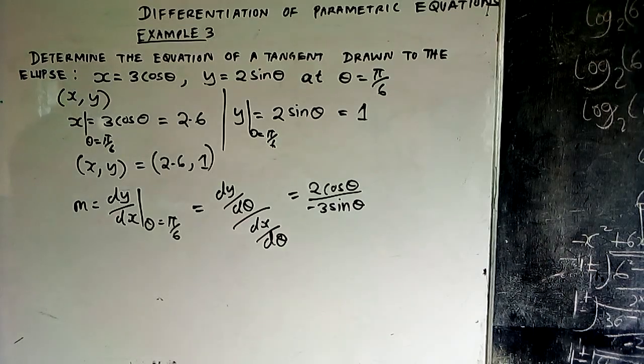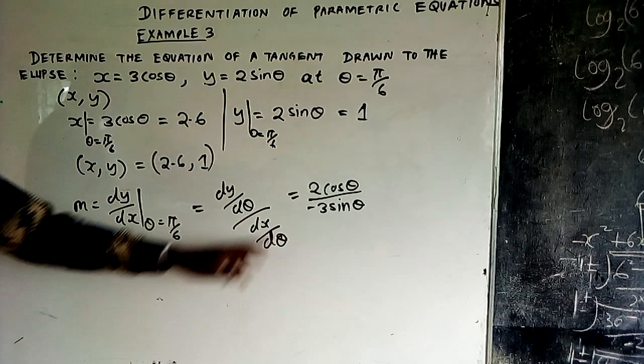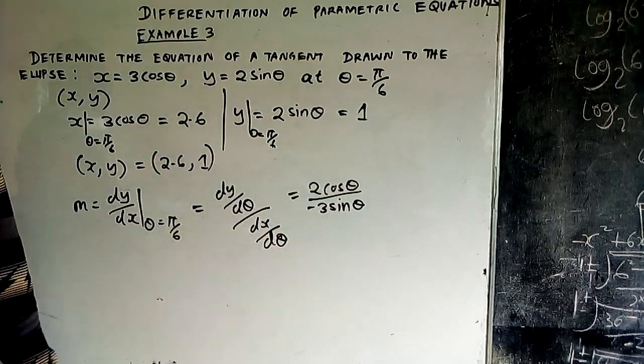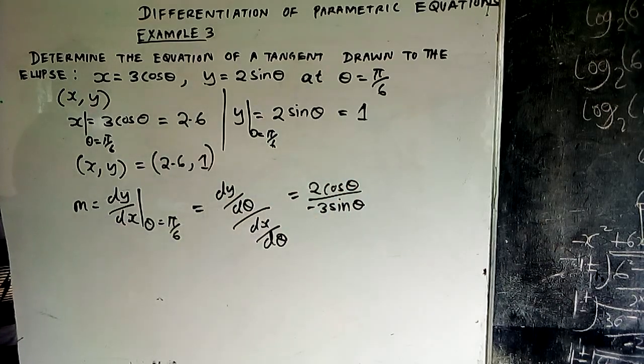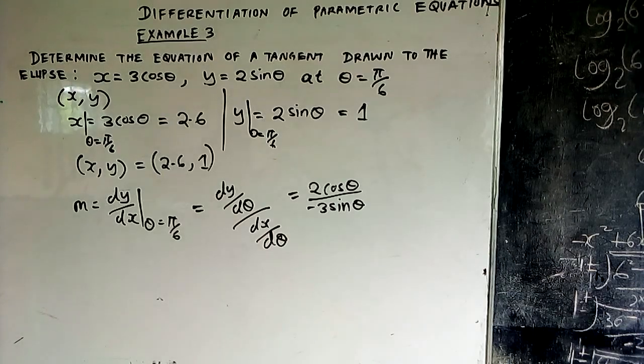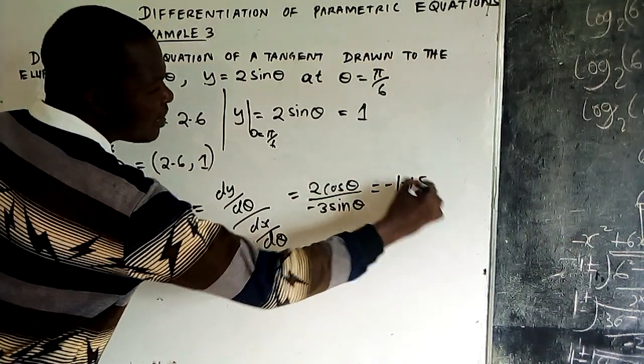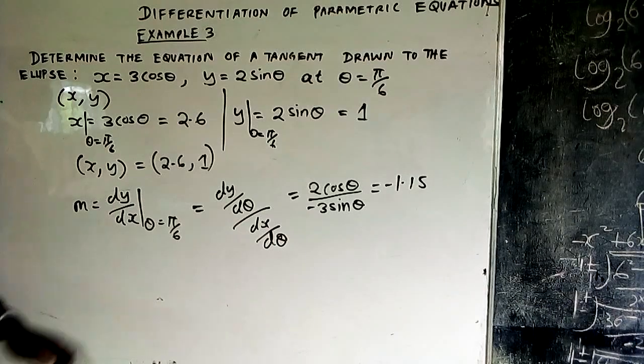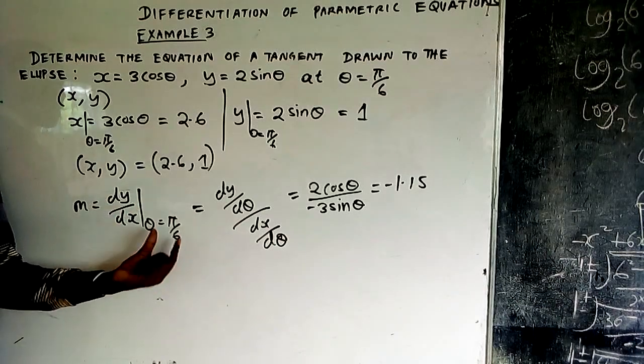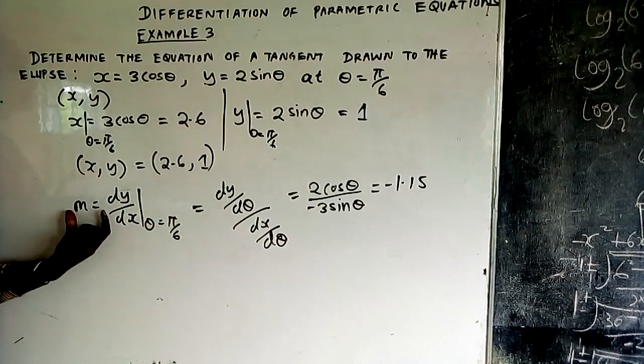My friend, just putting 2 cos 30 divided by negative 3 sin 30 is not a big deal. You have negative 1.15.